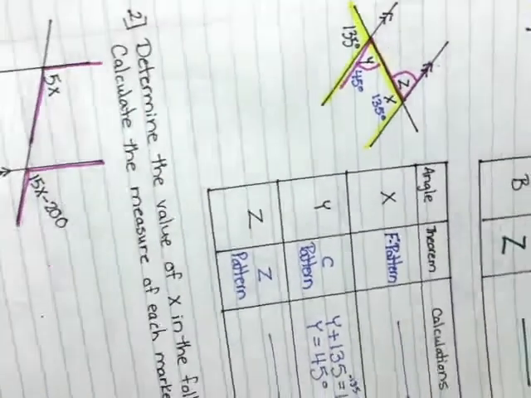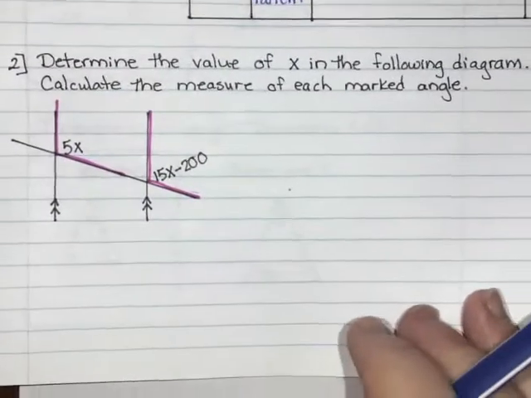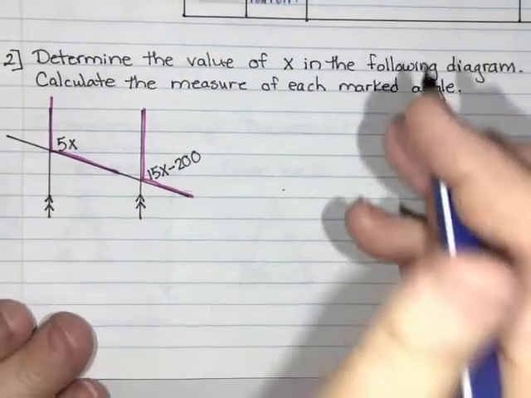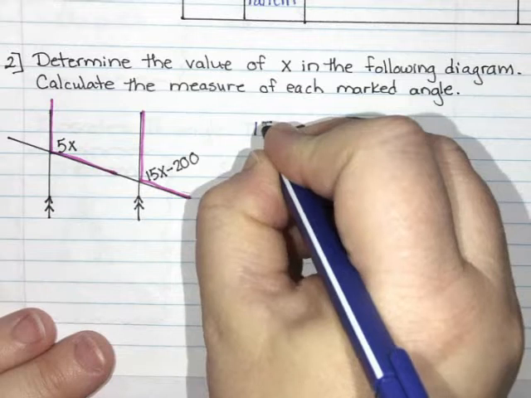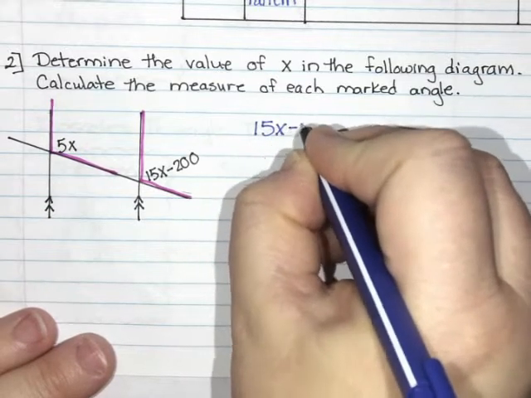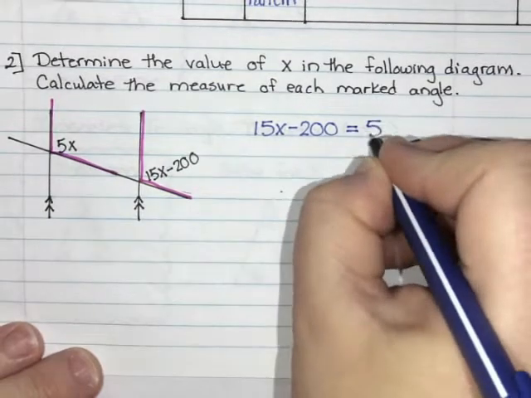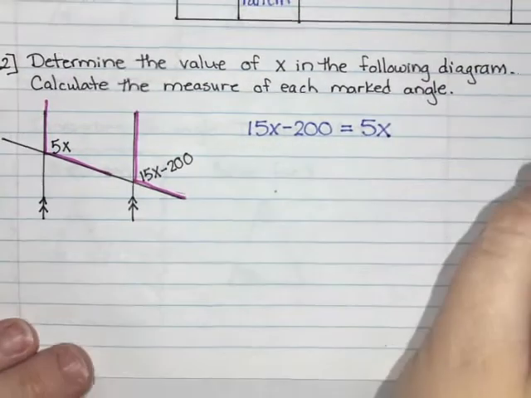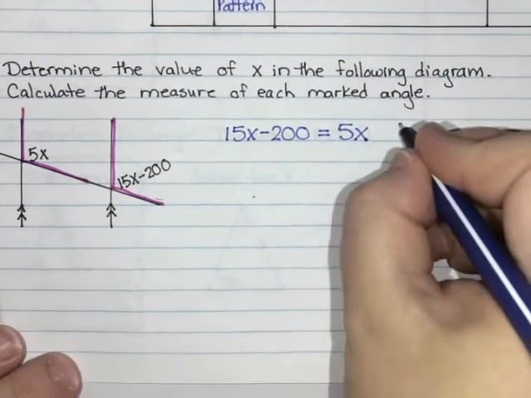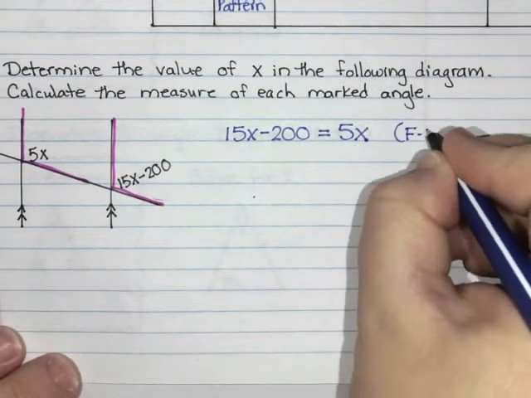So I'm going to make an equation where I say that 15x minus 200 equals 5x. And I am going to write down what theorem we used. We said that was F pattern.